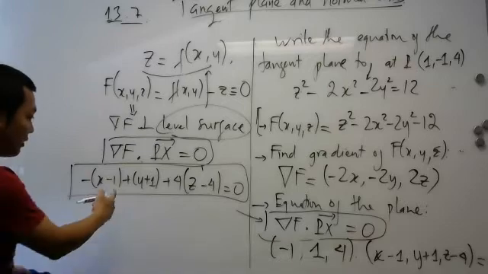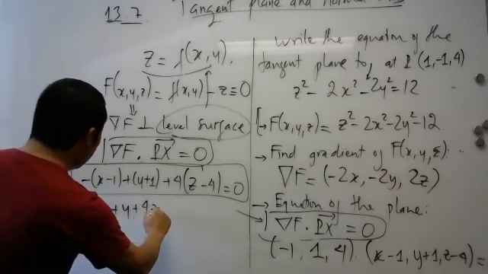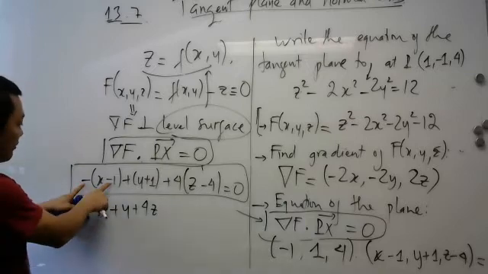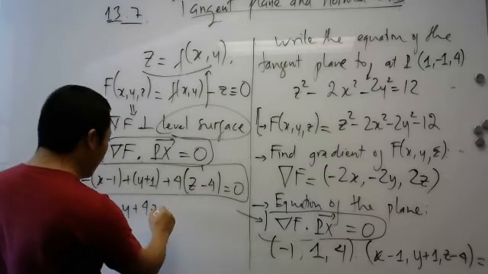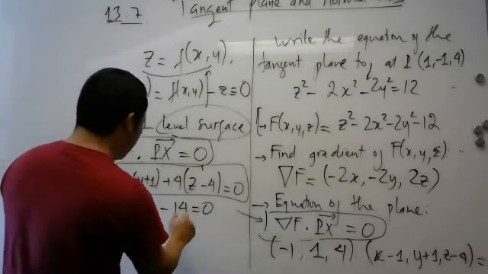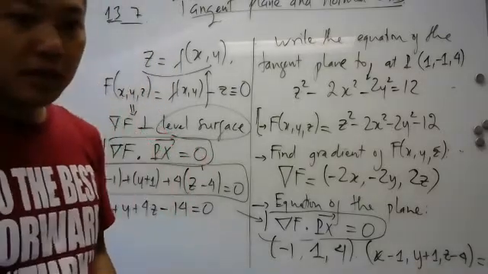If you want, you can simplify that. You get -x plus y plus 4z, and then negative with -1 is 1, 1 plus 1 is 2, 2 minus 16 is -14, equal to 0. So you see, it's not that bad, right? It's not that bad.